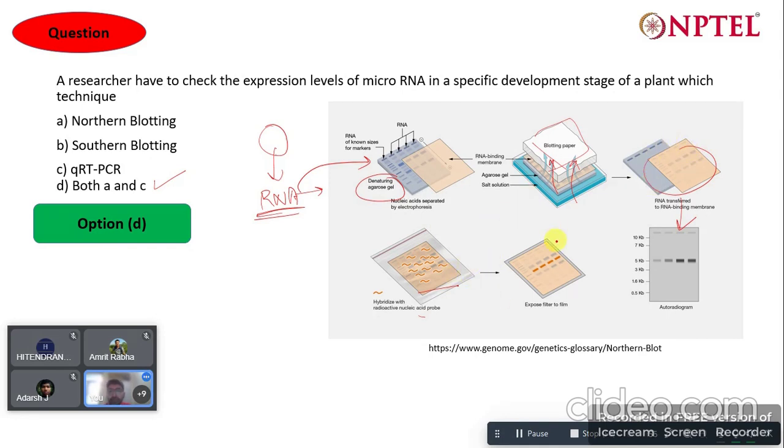Then we expose this to either autoradiography or fluorescence, as the case may be, and then we find that this particular RNA is expressed more in one case, and expressed less in other cases. So this is how we use the northern blot technique. Any doubts still here?